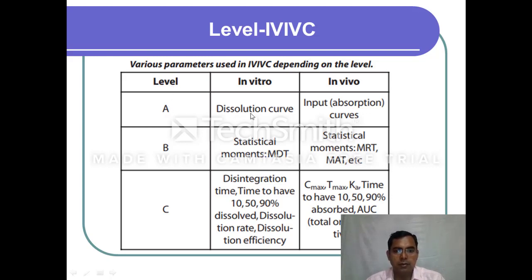In level A, we match the dissolution curve of in vitro with the absorption curve of in vivo. In level B, we match mean dissolution time with the mean residence time or mean absorption time. In level C, we take a single point, such as the time to have 10%, 50% or 90% dissolved, and match it with the Cmax or Tmax or rate of absorption, or similarly the time to have 10%, 50% or 90% absorbed. So like that we can do simple single point matching.